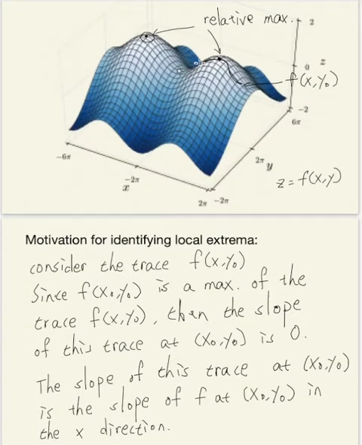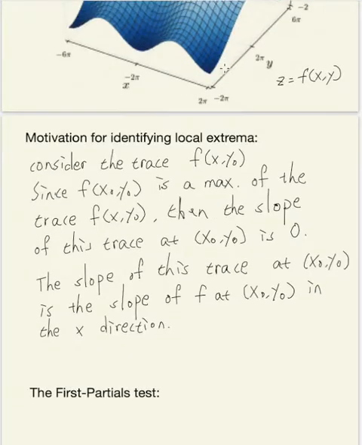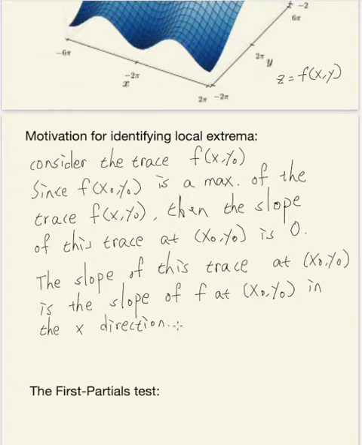Right, since f is a function of two variables, we cannot just talk about the slope, we need to give a direction to the slope. Now we're talking about the slope of this particular trace given by fixed y naught. Then the slope of this trace is the slope of the surface at this point in the x direction, which is equivalently df dx, evaluated at x naught, y naught.